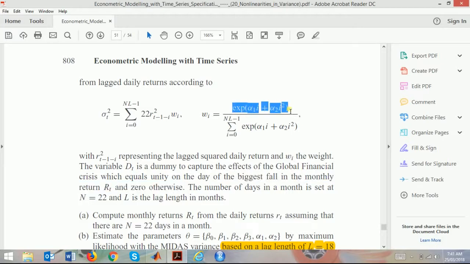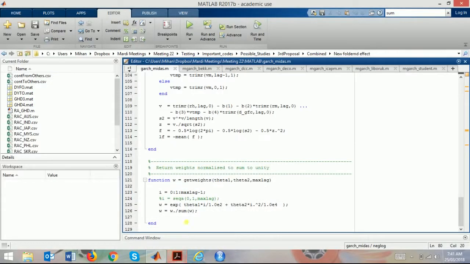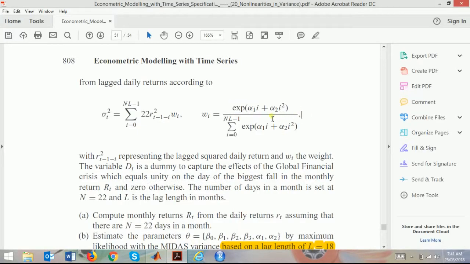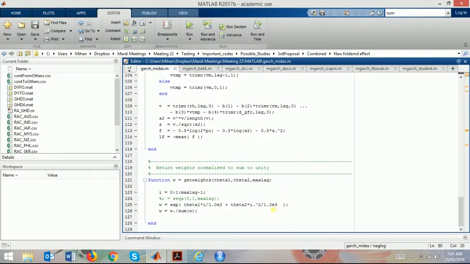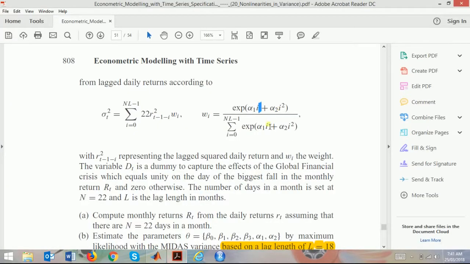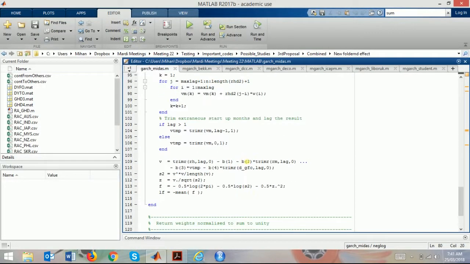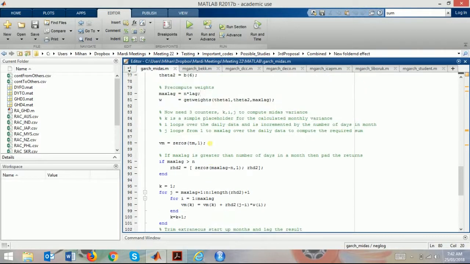So the exponential portion is being calculated. Theta i divided by 1.0e2, I'm not sure, 1.0e4, squared. Okay, fine. So we have these thetas, and W divided by the sum of W gives us the weights. So we call the get weights function inside this function. We call for another function.